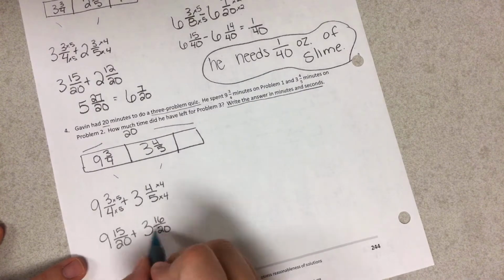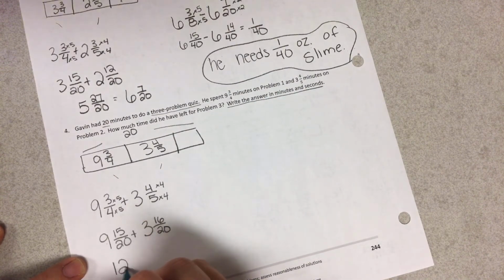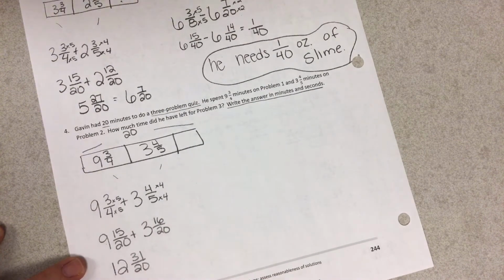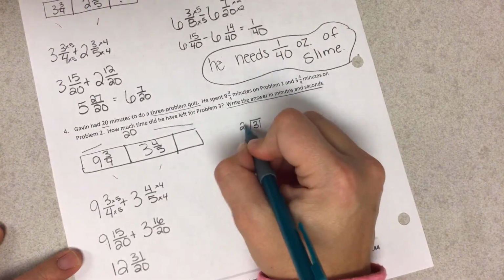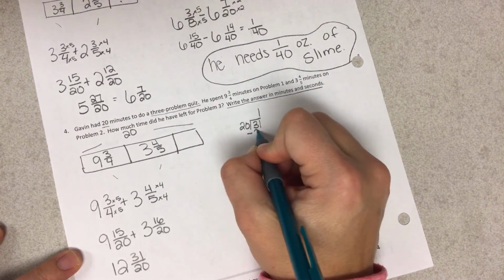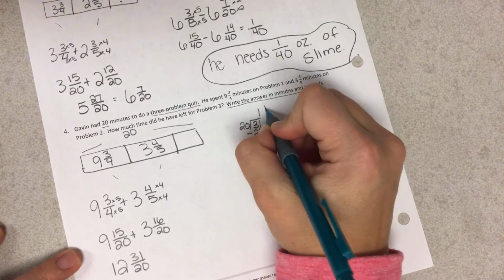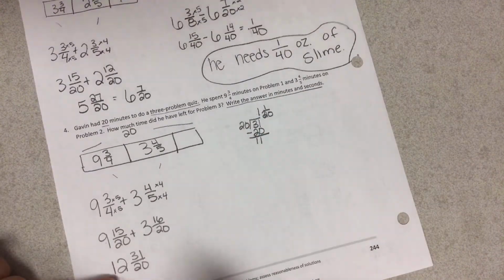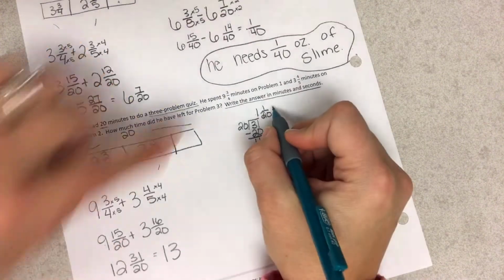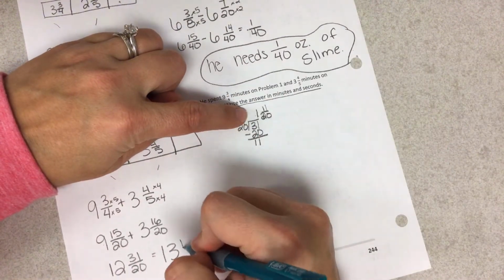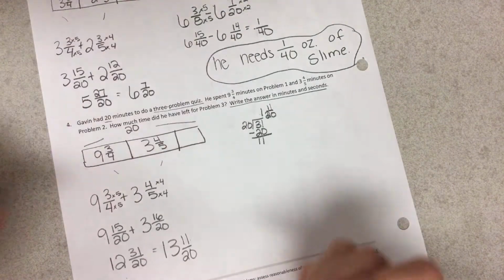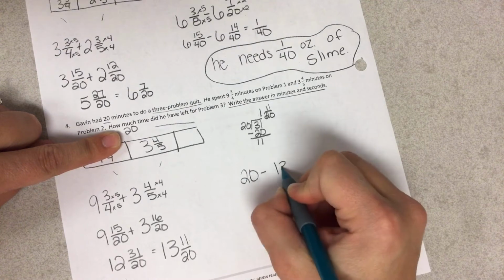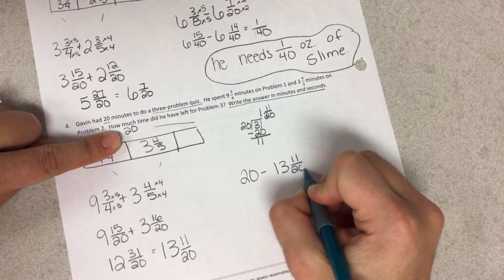Okay. If I add these up, I get 9 plus 3 is 12. 15 plus 16 is 31/20. Okay. So I'm going to take 31 divided by 20. 20 goes into 31 one time, and I get 1 and 11/20 left over. So I need to take this 1 and add it to 12. So I'm going to get 13, and then my leftover is 11/20. Okay, so I know that he spends 20 minutes, and he already has spent 13 11/20 of a minute.